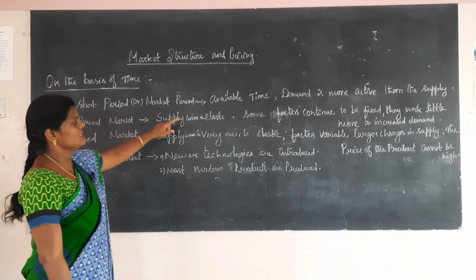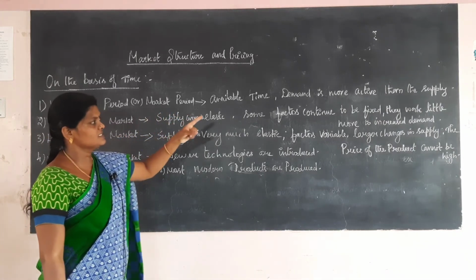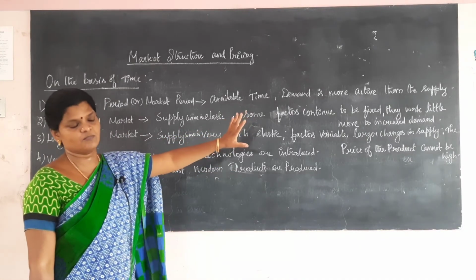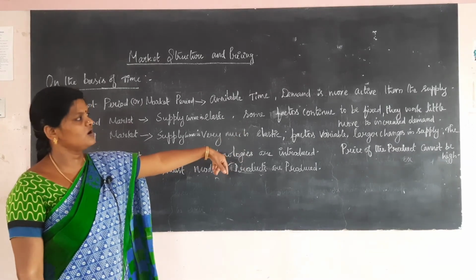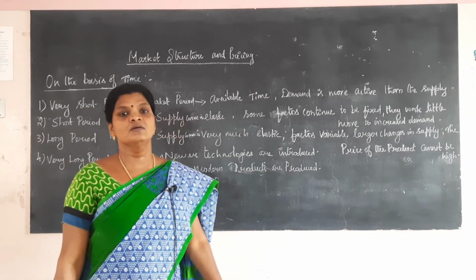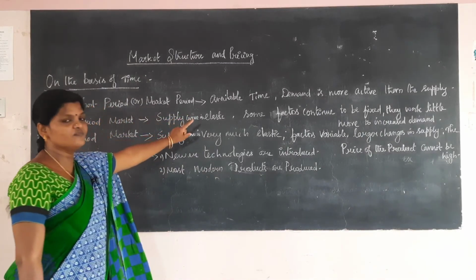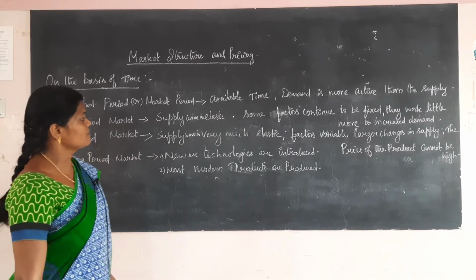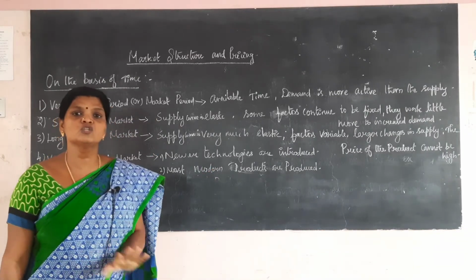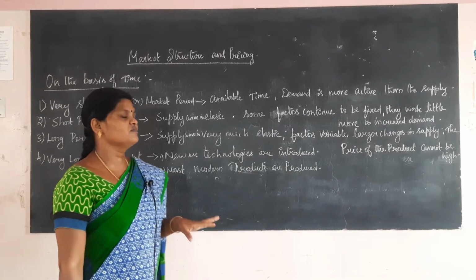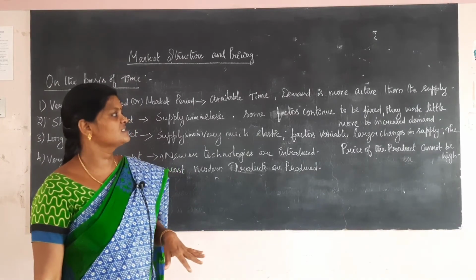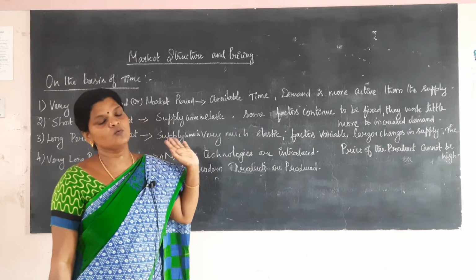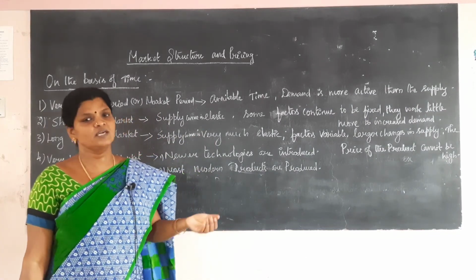In very short period, it is only for available time, that is, here the demand is more active than the supply. In flood time, we have very high demand for food products. Then in short period market, the supply curve is elastic, but some factors continue to be fixed only for the short period. The people in the market work a little more to increase their supply for their products.